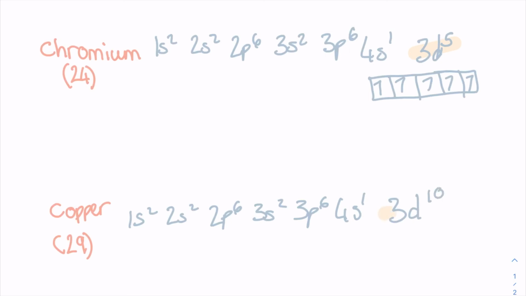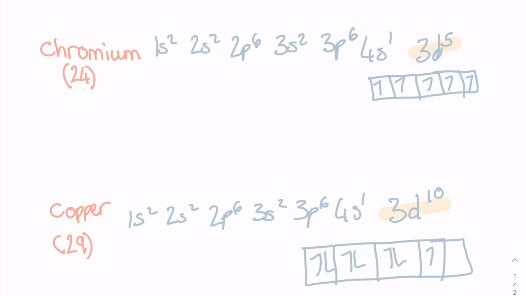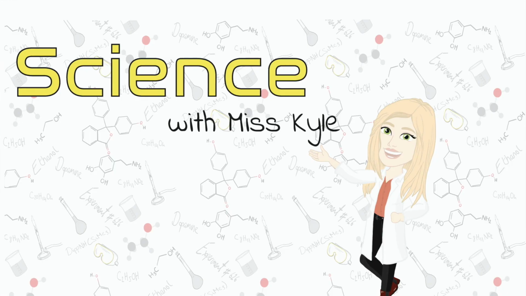So let's draw it again. It's very similar to the one above, where you're going to have your 10 electrons that can fit in the boxes. It's going to be completely filled, and that has a special stability on its own. So that is why copper and chromium don't follow Aufbau's principle, because they've got their own stability with that half-filled or filled d subshell. That's us finished.